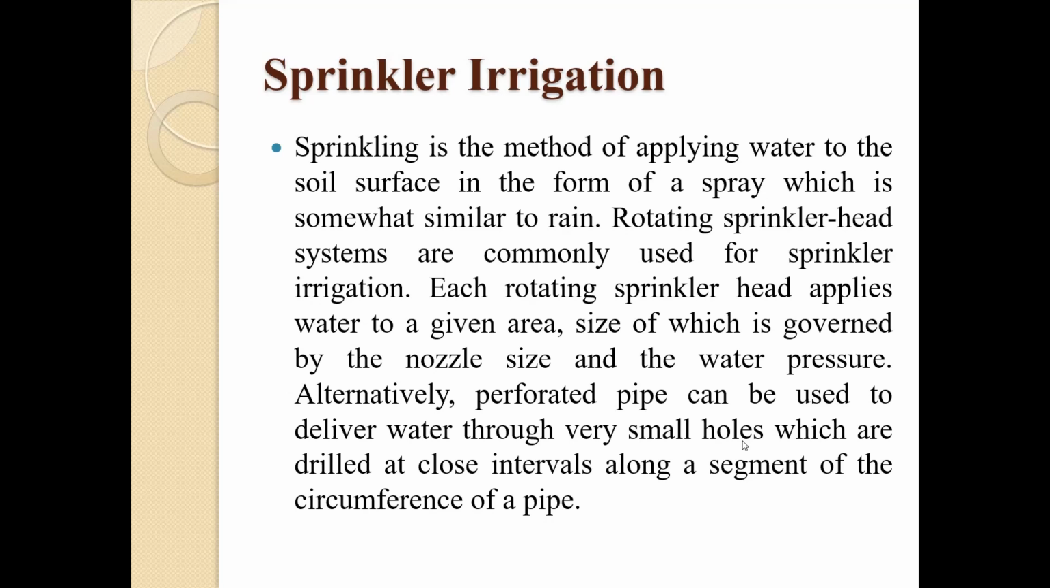It is a method of applying water to a soil surface in the form of spray, which is somewhat similar to rain. The rotating sprinkler head systems are commonly used for sprinkler irrigation. Each rotating sprinkler head applies water to a given area, the size of which is governed by the nozzle size and the water pressure. Alternatively, perforated pipes can be used to deliver water through very small holes which are drilled at close intervals along the segment of the circumference of a pipe.